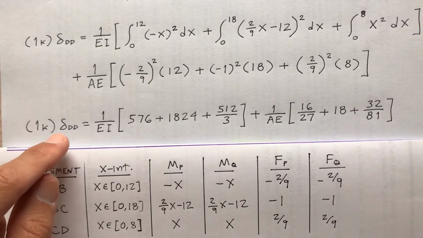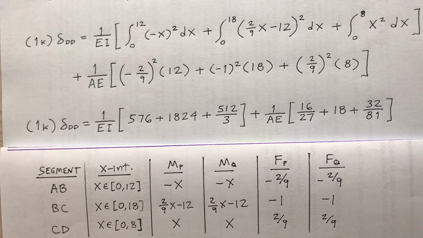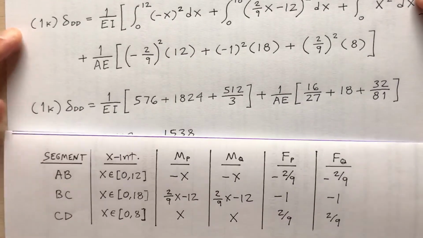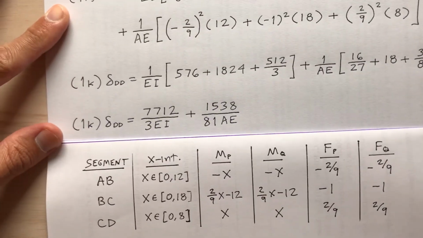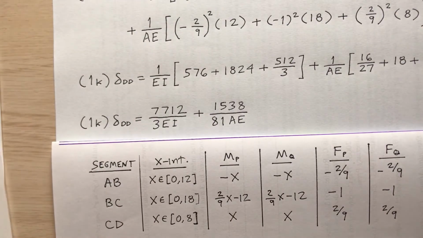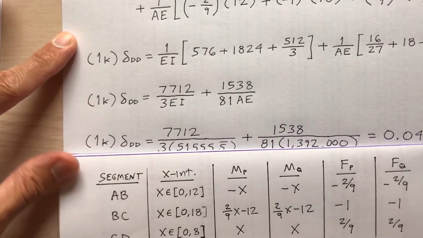Alright, so 1 kip times delta sub dd. I evaluate the 3 products. Okay, so follow the arithmetic. So simplifying this further, I get this, 1 kip times delta sub dd. Okay, and then simplify it further.